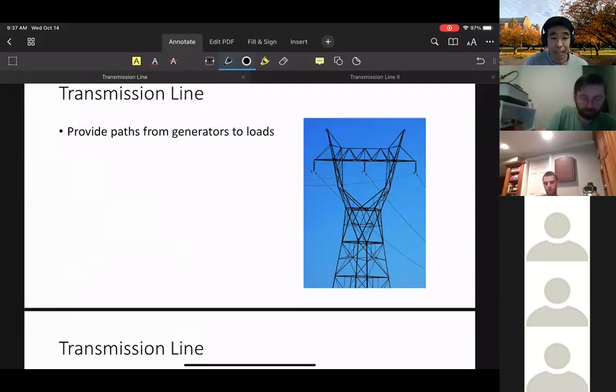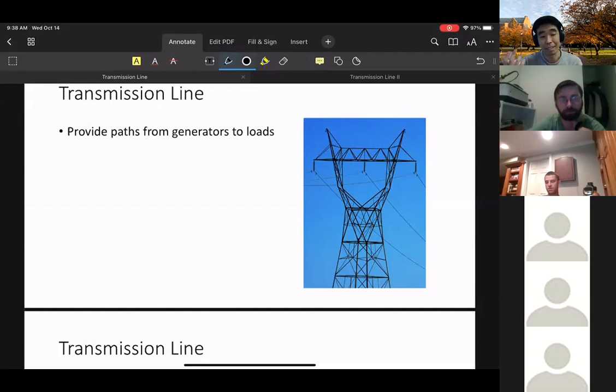But they're not that simple to build or to model. This is different when you talk about high voltage, high power, compared to, let's say, building a circuit on a breadboard. There, you don't think much about transmission lines. For you, they're just wires. For power system engineers, transmission lines cause maybe the most headache for us.